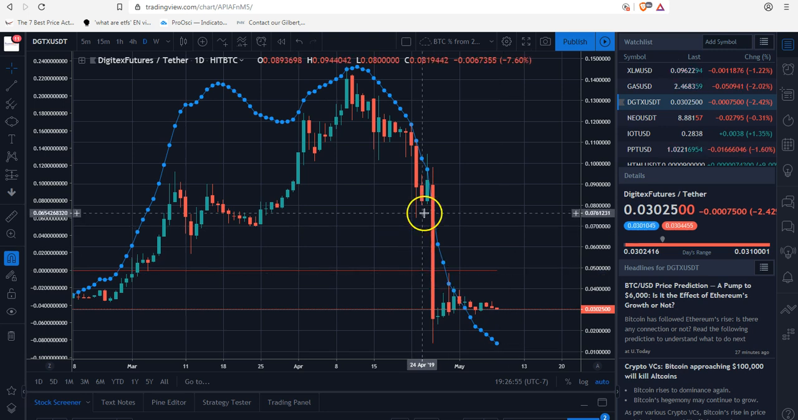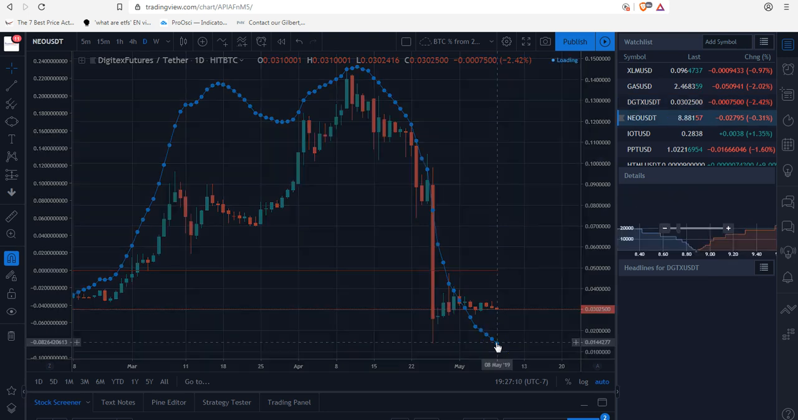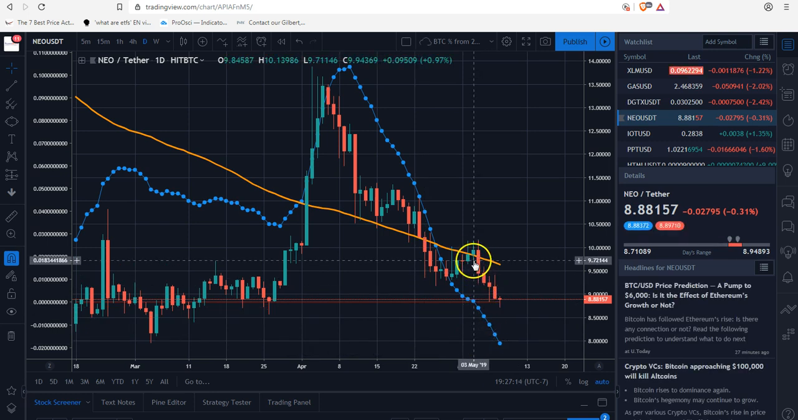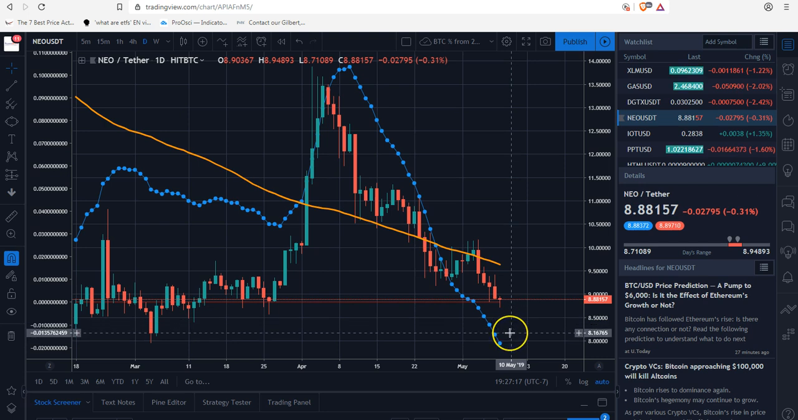But when the news came out that they were not going to be able to have their product live, the oscillator wasn't giving you any advance notice that something was going to happen. If we look at NEO, same situation. The oscillator is continuing down. You can see here that NEO is actually, price-wise, following the oscillator to the downside.